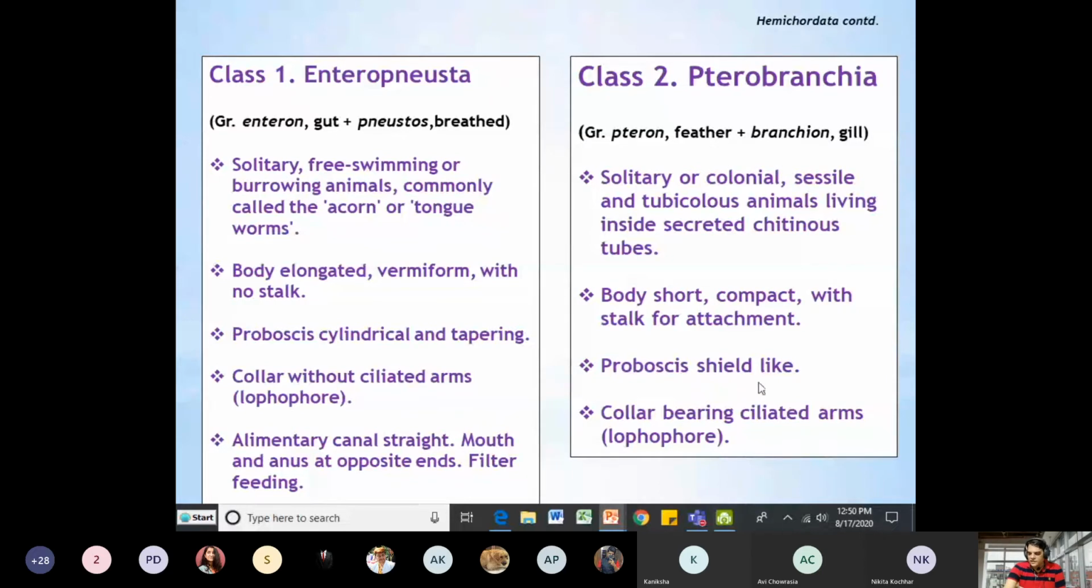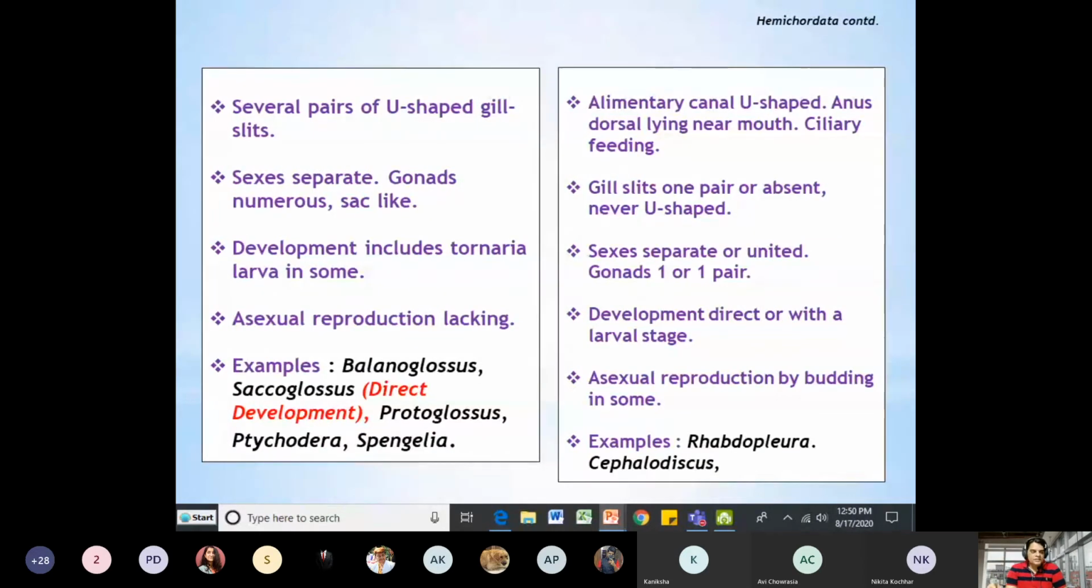So they are fixed animals. Their proboscis is shield-like. It is not conical shaped. Their collar bears ciliated arms like a lophophore. That means the ciliary bands keep rotating for generating water current. Next characteristic: in Enteropneusta, several pairs of U-shaped gill slits are present, sexes separate, gonads numerous.